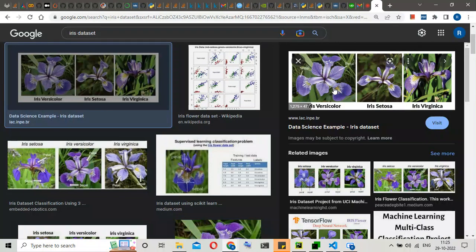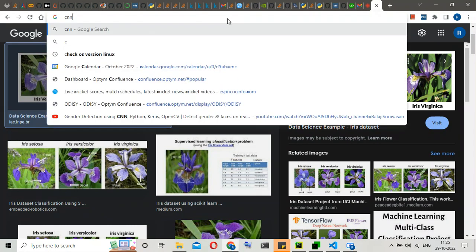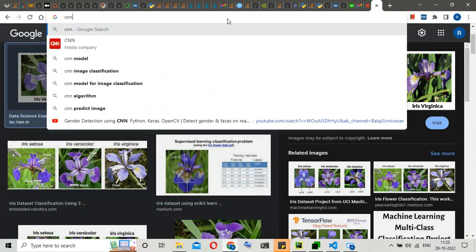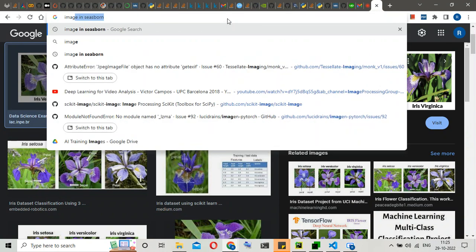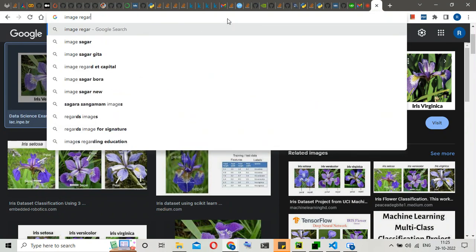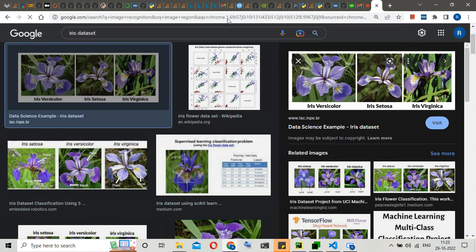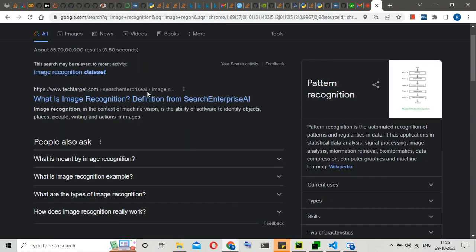One second. Now we have versicolor and setosa. If a user gives these two images and asks to find the differences and similarities between them, that is image processing. Yes, CNN. You are talking about image recognition, which is a different topic altogether.